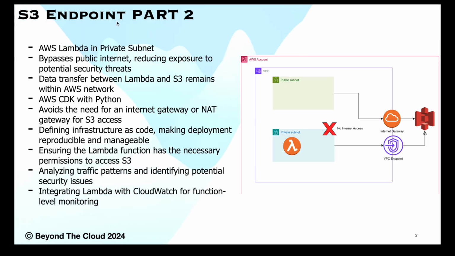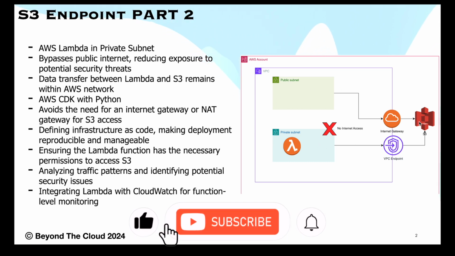So in the S3 endpoint part 2, what will we do here? We will create an AWS Lambda function in the private subnet of our VPC. Why do we do that? Because we will then bypass the public internet and reduce the exposure to potential security threats, which would come via the public internet. So the Lambda is in the private subnet and will remain there, and it will access S3 with secure and private access. Data transfer between the Lambda and S3 stays within the AWS network. It will not go over the internet.